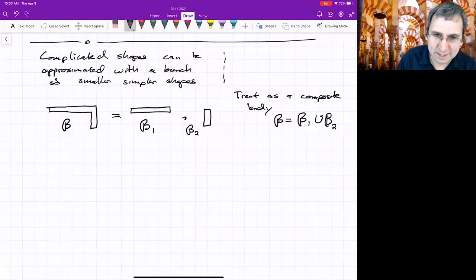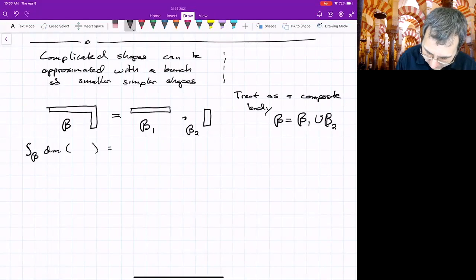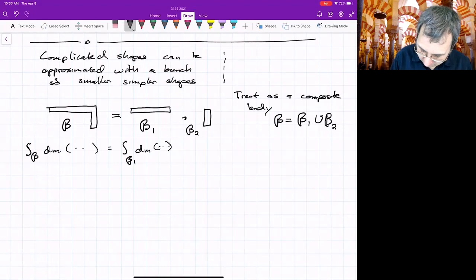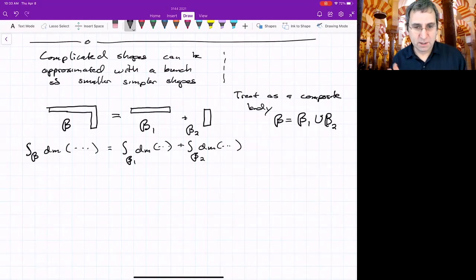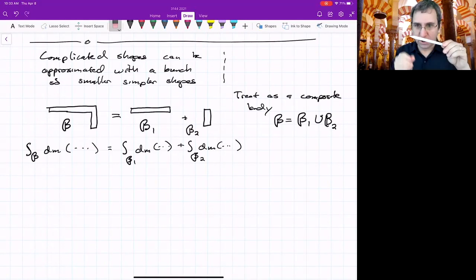So that would mean that whatever integral we do over the total body will be the integral of body one plus the integral of body two. You just need to be careful about treating them with a common origin. And this works for an arbitrary number. Here, I treated this L-shaped bar as the sum of only two, but this works with multiple bodies as well.